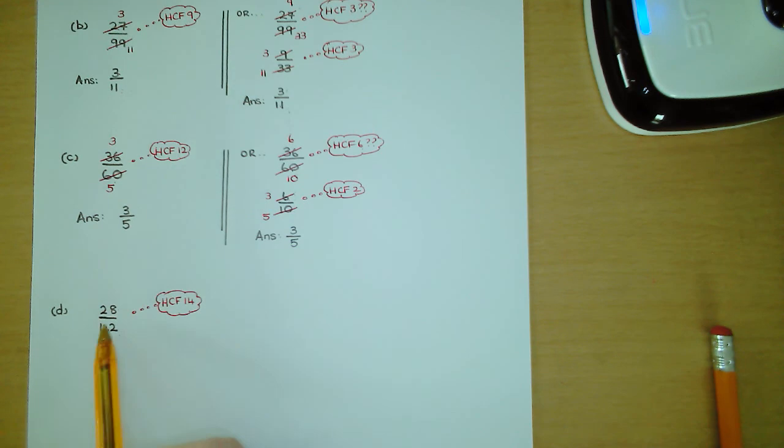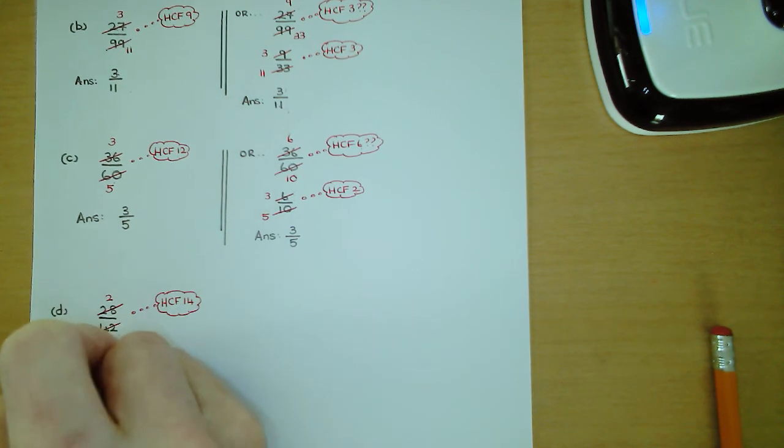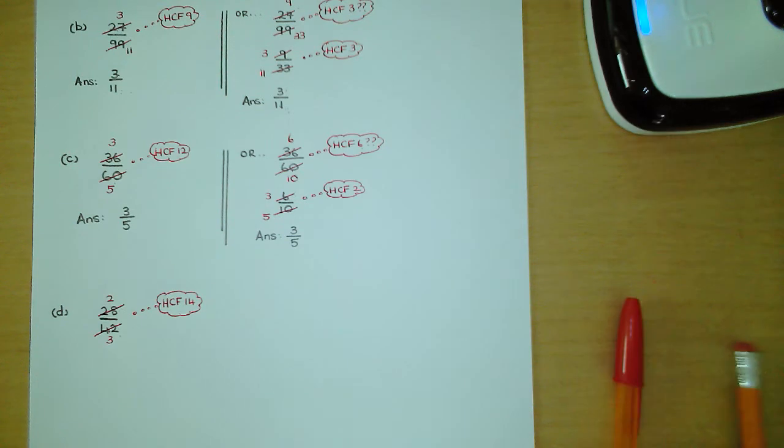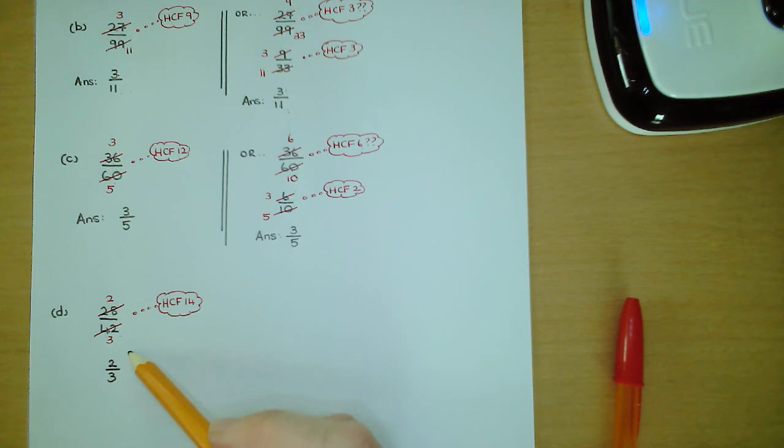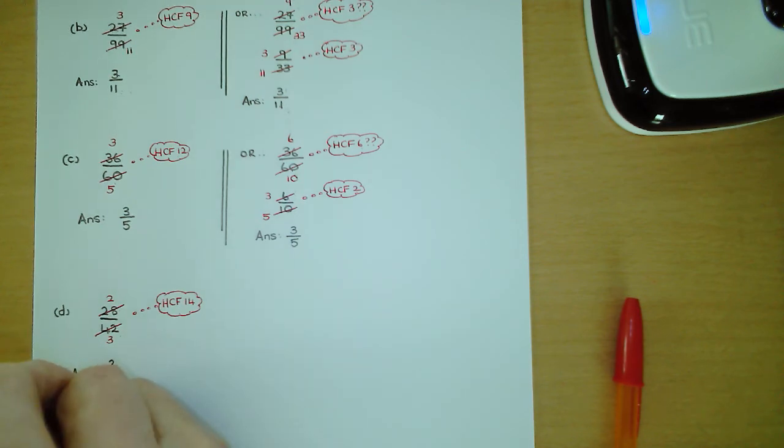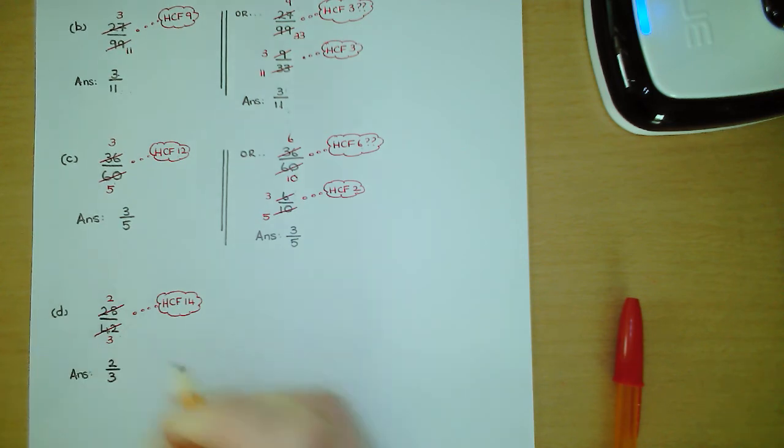So what we're going to do is divide the numerator by 14, and that's just going to give us 2. We're going to divide the denominator by 14. 14 goes into 42 3 times. And we're going to be left with 2/3. And again, that's going to be our final answer because the largest number that goes into the numerator and denominator is just 1, so it's already fully cancelled.